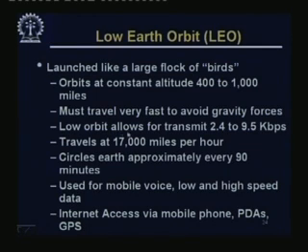So, low Earth orbit allows for transmission at 2.4 to 9.5 kbps, travels at 17,000 miles per hour, and circles Earth approximately every 90 minutes. So, this is going around very fast, and is used for mobile voice, low and high speed data, internet access via mobile phones and PDAs, and GPS, etc. The low Earth orbiting satellites are what are used for the so called sat phones. You know, the satellite phones, well, it came up once and now it is sort of dwindling due to some reason which I will come to later on.